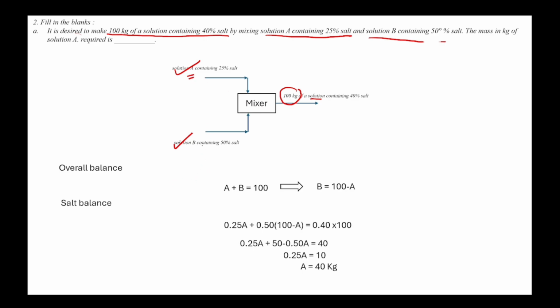So very first, overall balance: A plus B gives C, and C is 100. So this equation comes: B is equal to 100 minus A. Simple maths. Salt balance: 25% salt is here in A, 50% salt in B. So I just replace B with this quantity. Okay, and 40% salt in the resultant solution which is produced. Solving this equation, we will get A equal to 40 kg.